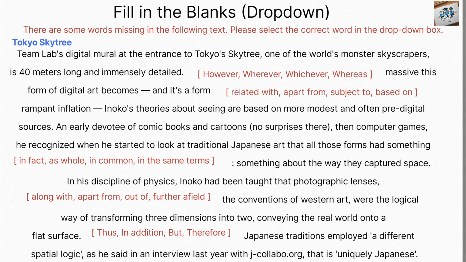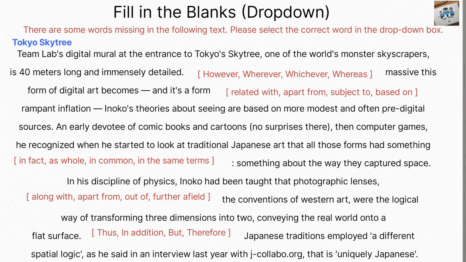Though, so we can say there is a contrast in this sentence. This shows contrast between how big digital art is and how simple Inoko's ideas or traditional ideas are, because there is a pre-digital sources. So however fits perfectly because it connects two opposite ideas. What is the grammar tip here? When you see contrast or opposite meaning in two ideas, then we will use however. Example, however hard he works, he never complains. So the final answer should be however.